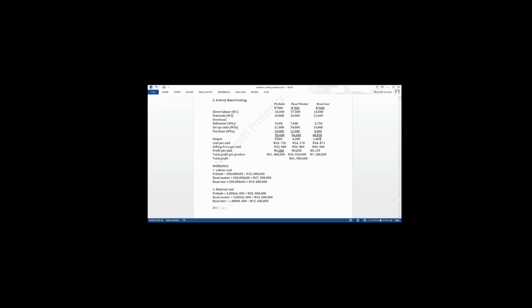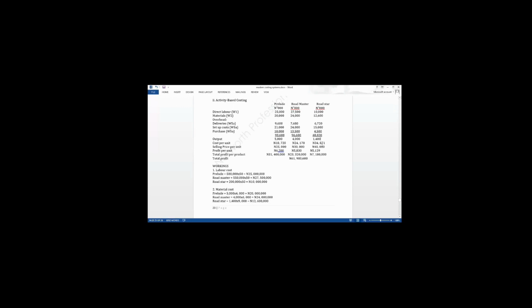Look at this now. The cost per unit for Prelude, 93,600,000 divided by 5,000 units. That gave us 18,720. Cost per unit for Roadmaster, 96,680,000 divided by 4,000, 24,170. Cost per unit for Roadster, 48,820,000 divided by 1,400. This is 34,871.